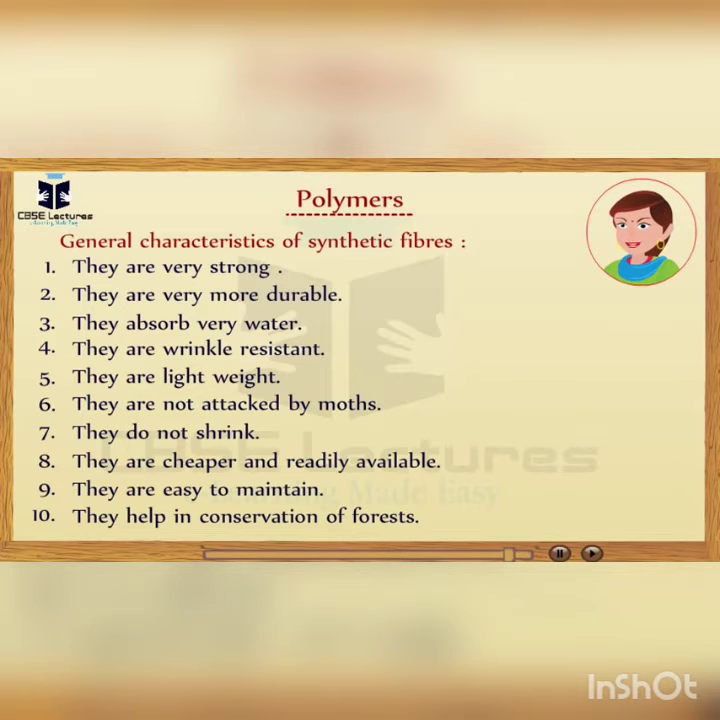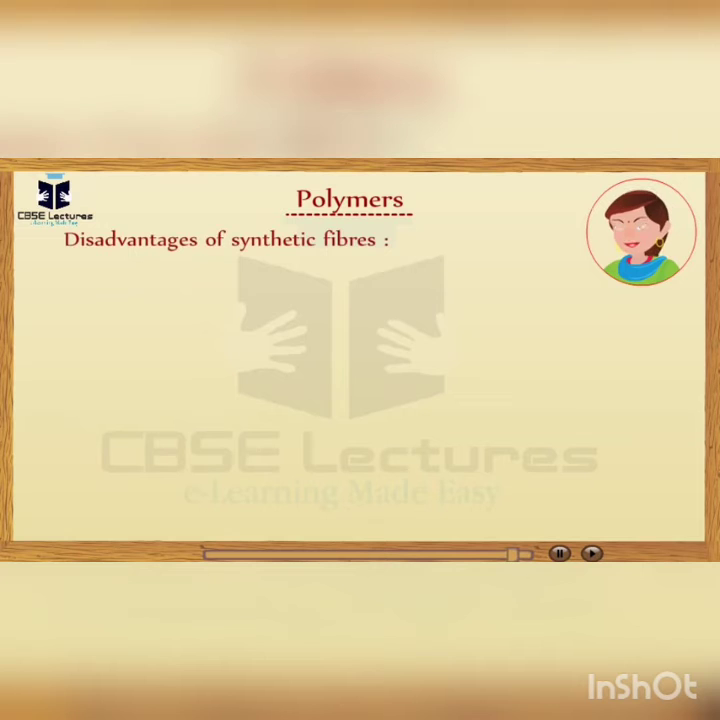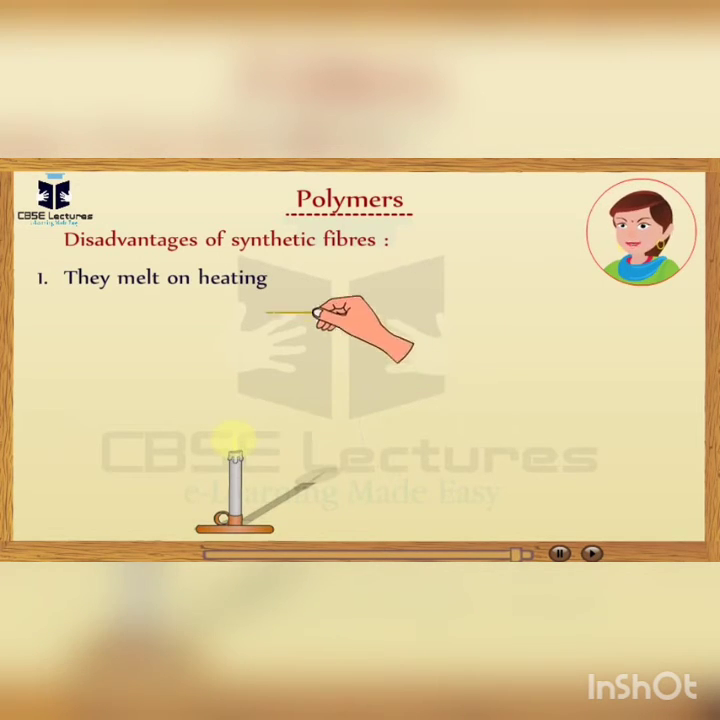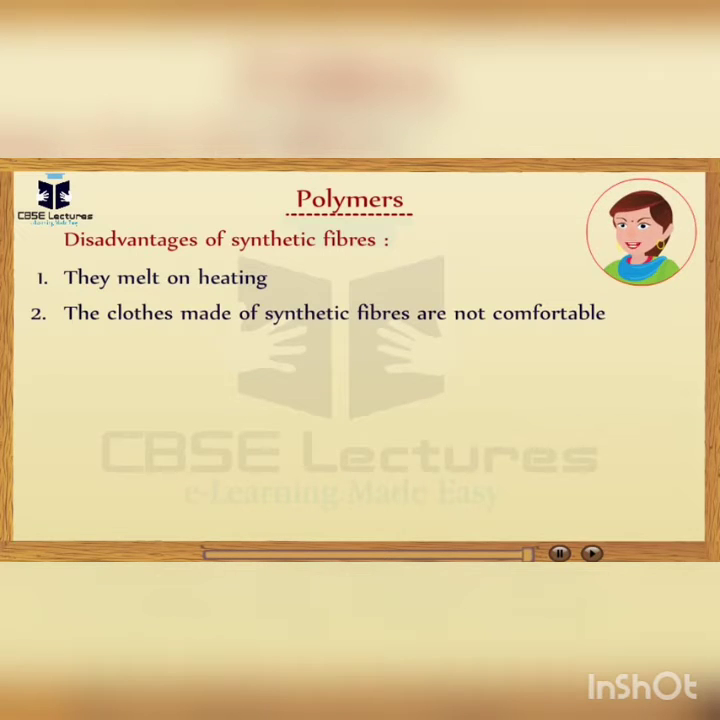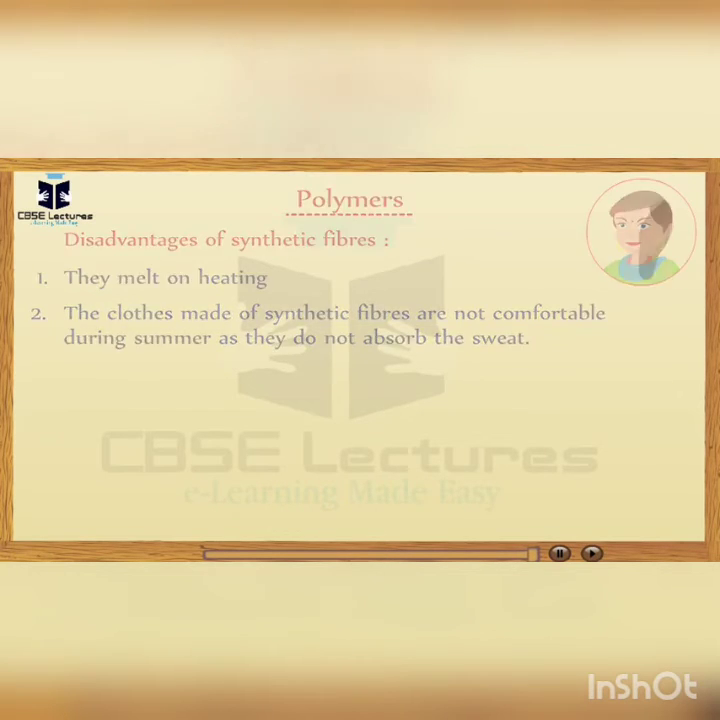As they are prepared from petrochemicals, they have all these good qualities but some disadvantages too. Disadvantages of synthetic fibers: they melt on heating. If a person is wearing clothes made of synthetic fiber and the cloth catches fire accidentally, it melts and sticks to the body and causes severe burns. Clothes made of synthetic fibers are not comfortable during summer as they do not absorb sweat.